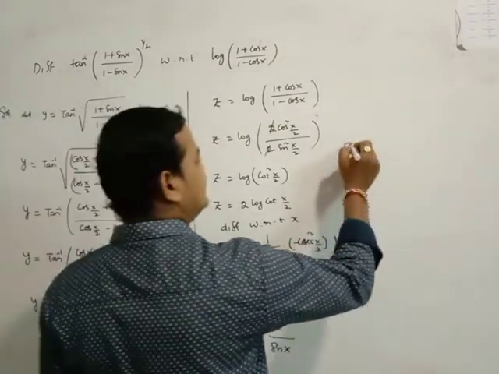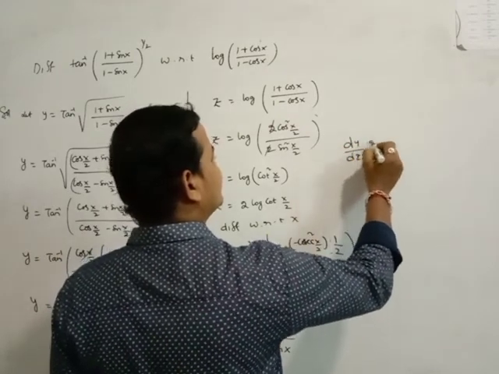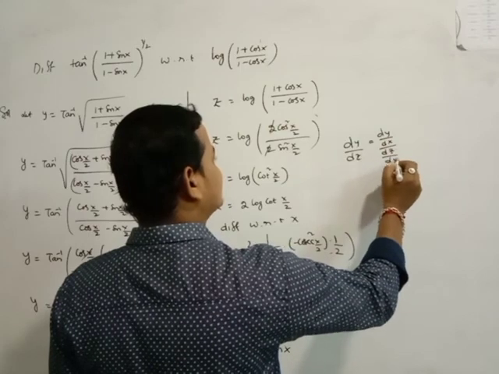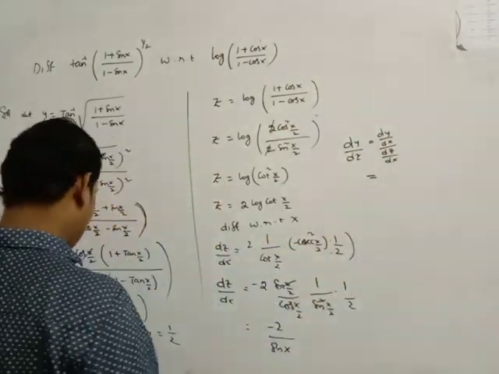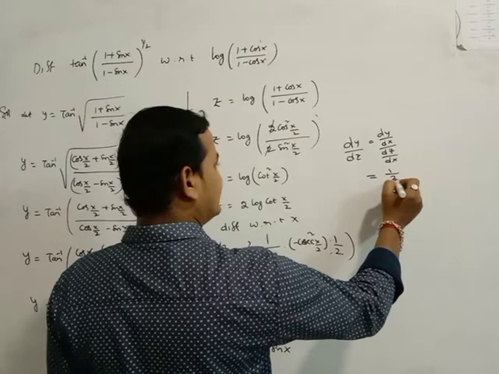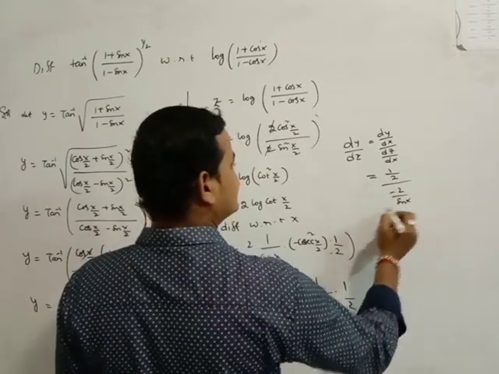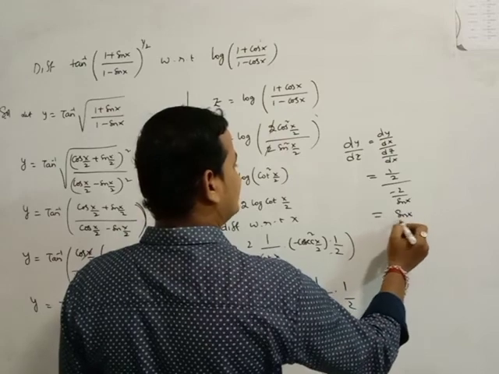So finally I need dy by dz, that is dy by dx by dz by dx. dy by dx is equal to 1 by 2 and dz by dx is equal to minus 2 by sin x. So the final answer is minus sin x by 4.